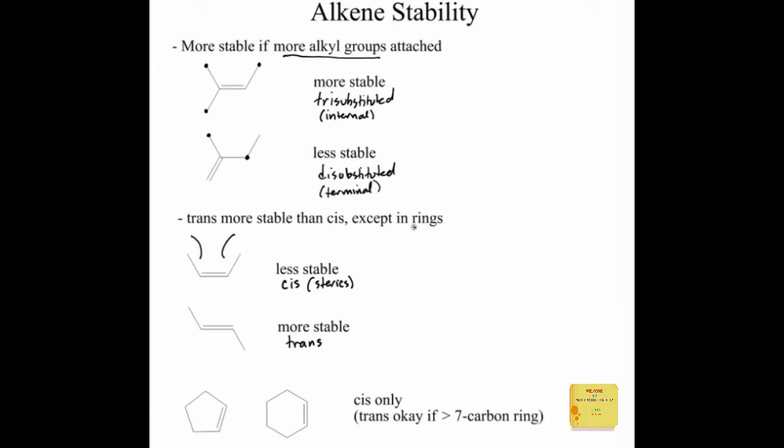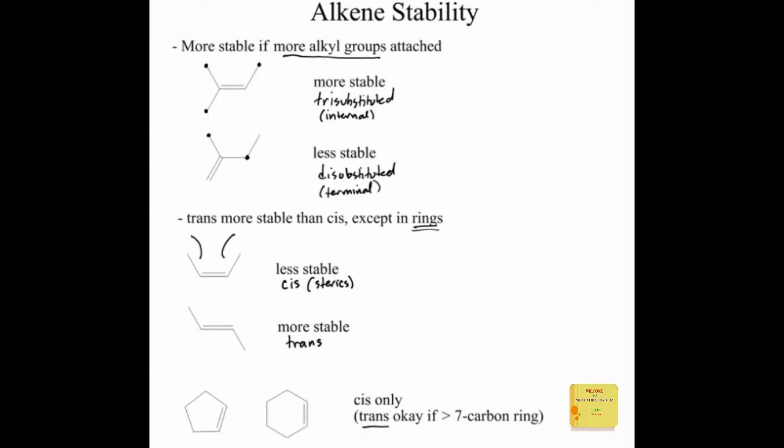Okay, the exception is when we have a double bond within a ring. If we take a look at something like this, cyclopentene or cyclohexene, now in order for these two groups on the double bond to connect in a ring, they actually must be pointing in the same direction on the double bond. It has to be the cis conformation. So for small rings like these, it's cis only. It is possible to have trans if you get to a larger ring.